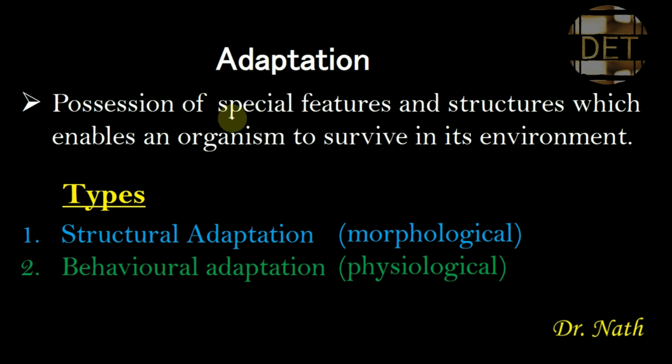So those special features and structures which enable an organism to live in its environment is what is referred to as adaptation. And we have two types of adaptation. The two basic types are structural adaptation and behavioral adaptation. Structural adaptation is also called morphological adaptation, while the behavioral adaptation is also known as the physiological adaptation. So this is very important. Structural is for morphological, behavioral is for physiological adaptation.